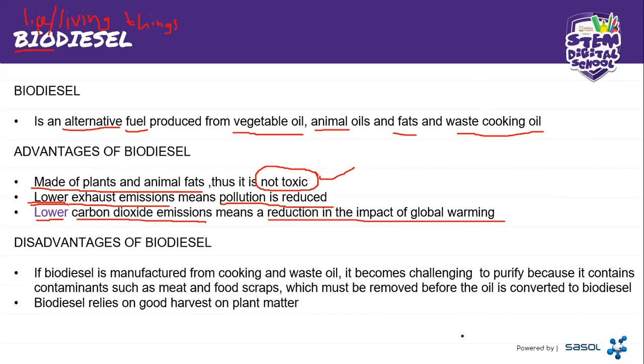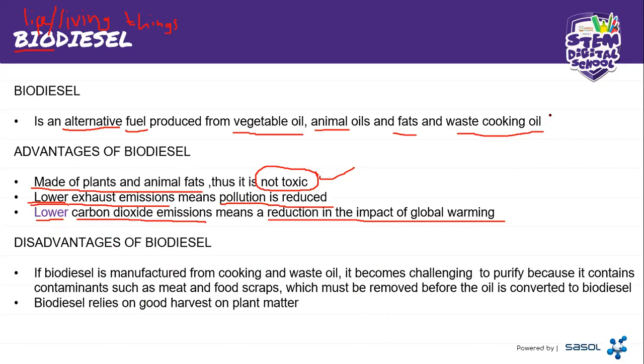So how do we remember this? We say, okay, the advantages are the fact that it is made up of plants and animal fats and oils, so it is less toxic. And the fact that it's still biodiesel, there are still emissions, but the exhaust emissions are lower, and therefore pollution is reduced. And the carbon dioxide emissions are lower, meaning there is a reduction in the impact of global warming. Now, what are the disadvantages of biodiesel?